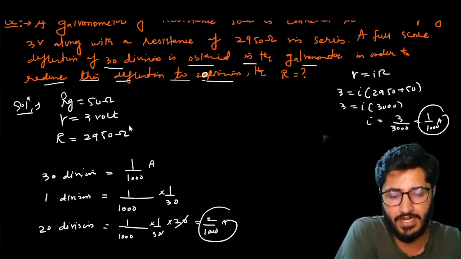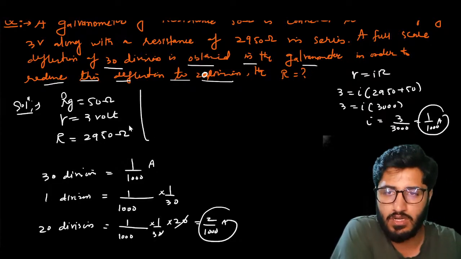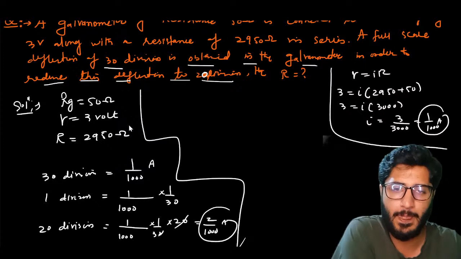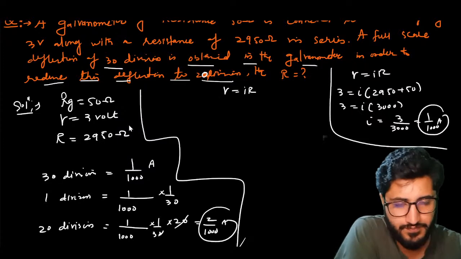So I got my current now. Okay, I got the current now. So I need to find R now. I guess V equals IR. This equation we know now.